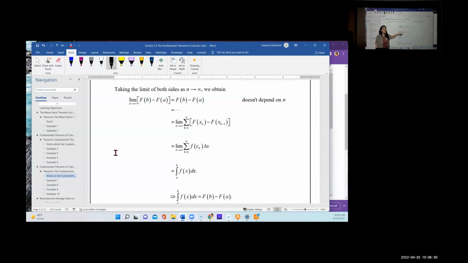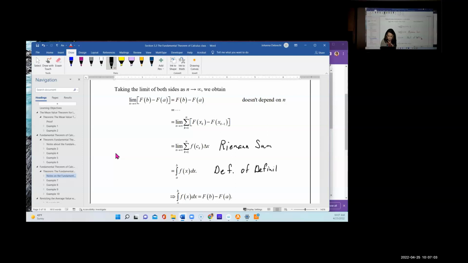But this is a Riemann sum. This is the function at some special point inside the interval x sub k minus 1 to x sub k, and it's multiplied by the partition. This is the very definition of a Riemann sum. And because it is a Riemann sum, the definition of the definite integral is the limit of the Riemann sum.